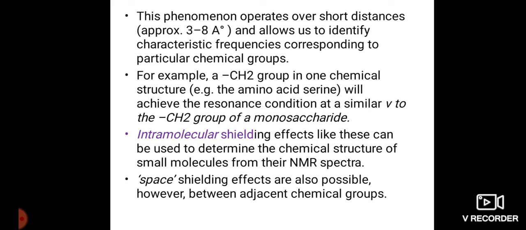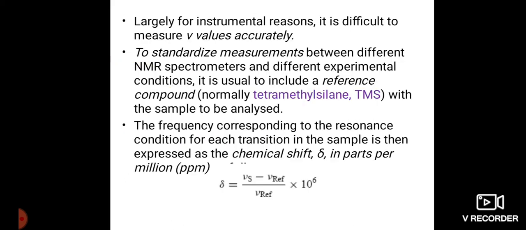One more kind of shielding we may come across is called space shielding. Space shielding effects are also possible, but between adjacent chemical groups it is a little less; it can happen, but not within it. There are also diamagnetic and paramagnetic shieldings. Sometimes, for instrumental reasons, it is difficult to calculate the frequency of resonance correctly in these particular cases.